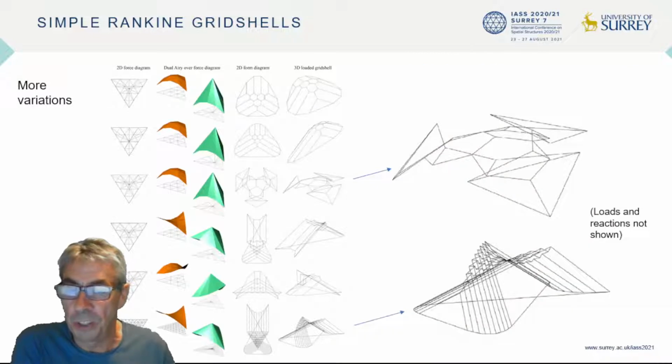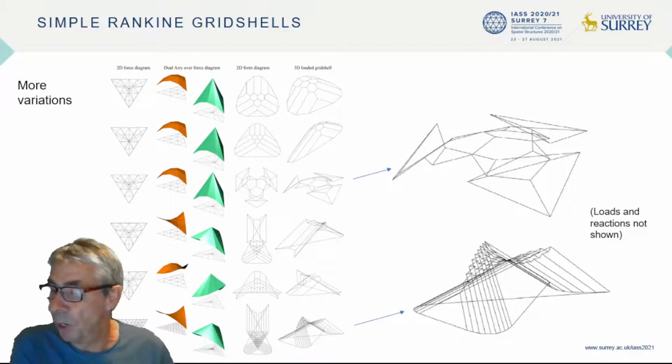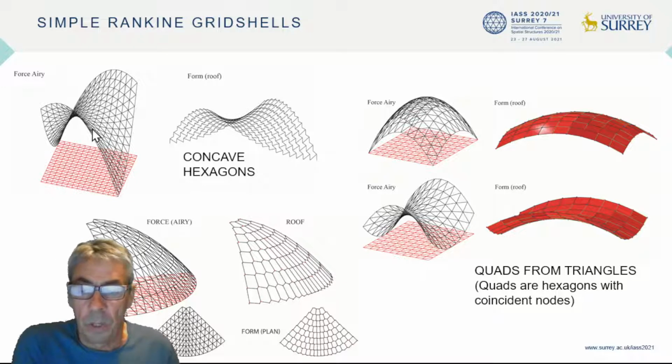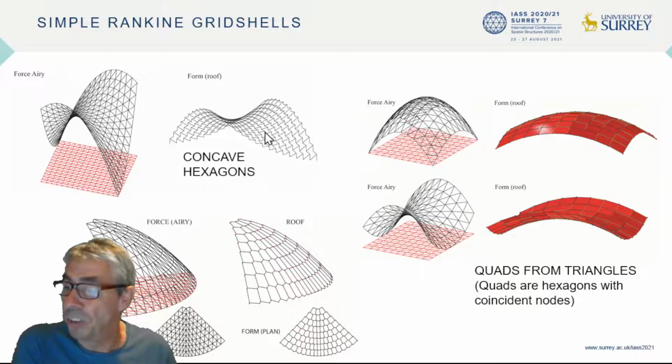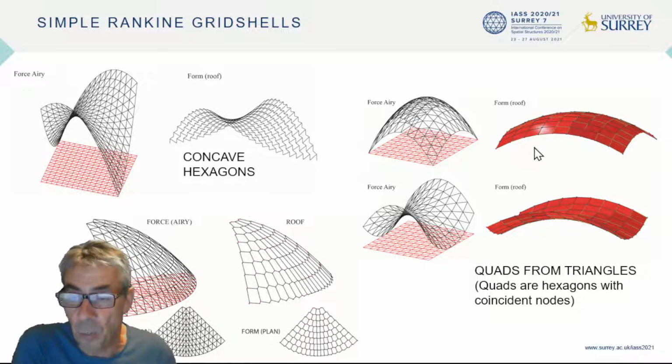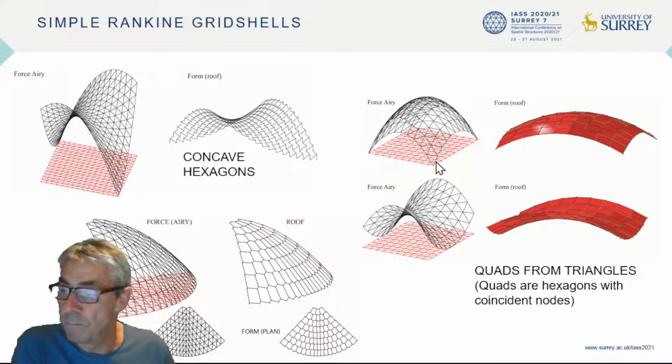Here are some other variations by Giancarlo using Rhino and Grasshopper. The paper contains many other examples. Here a hyperbolic area over a triangular mesh led directly to a roof with flat concave hexagons. Here another triangular mesh leads to a roof with quad faces. The quads are actually hexagons with coincident nodes, so maybe this is a convenient way to generate quad roofs.